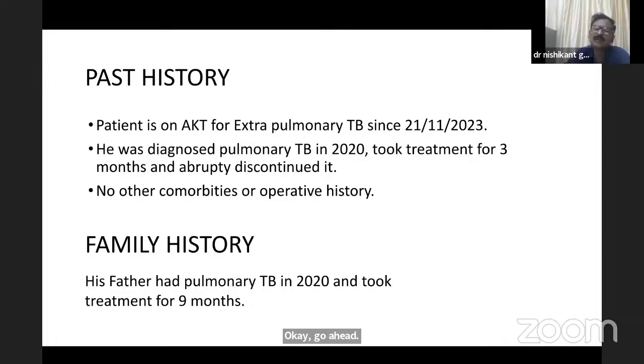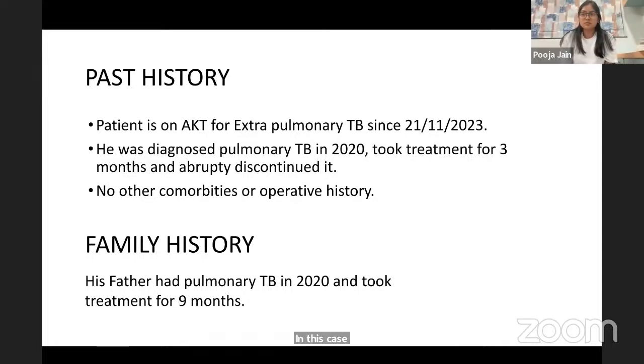Yes, sir. In a secondary neck, your history should be focused on probable sites of the occult primary. And at the end, you should be able to give a provisional diagnosis. That's what the examiner expects from you in this case. Okay, sir. Proceed.